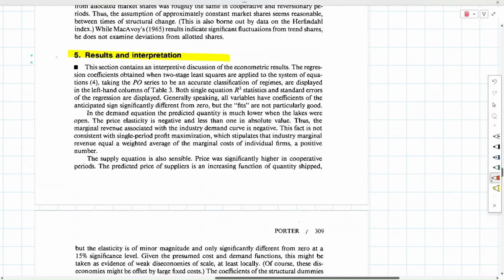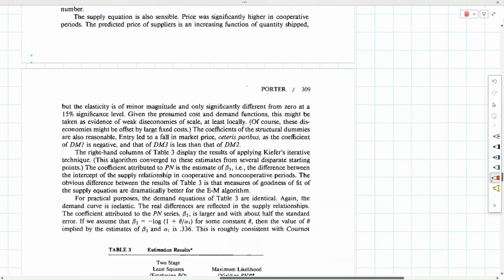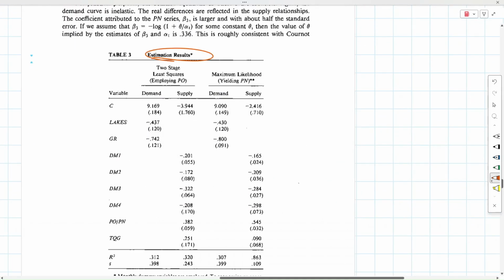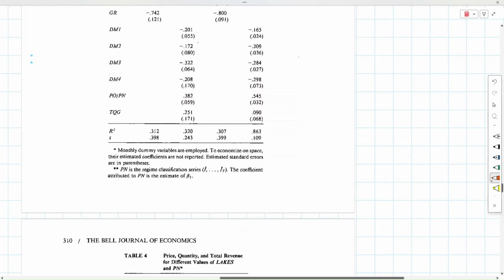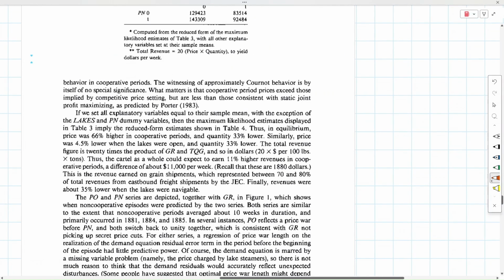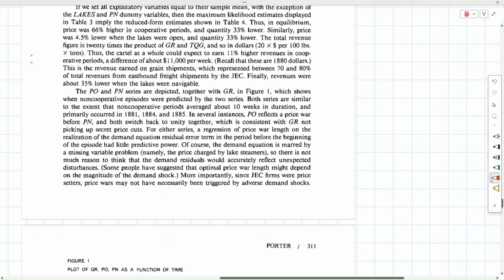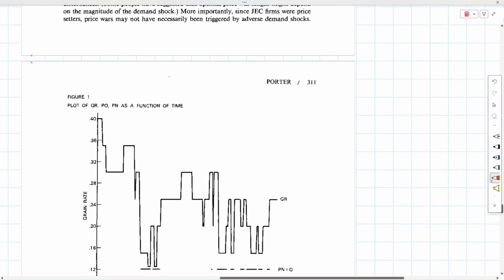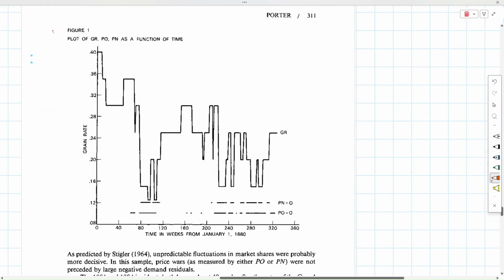Next, I would go for the results and interpretations. That gives you the destination of your paper, what it's trying to reach. So it tells you what the estimation results are. It gives you the estimates of the variables that it has considered, and in this paper in particular, this table I found to be very interesting.